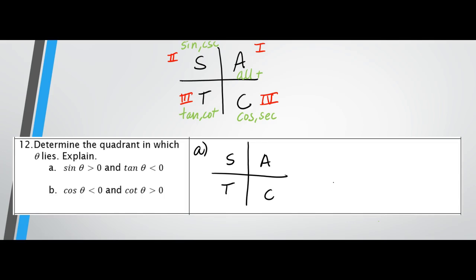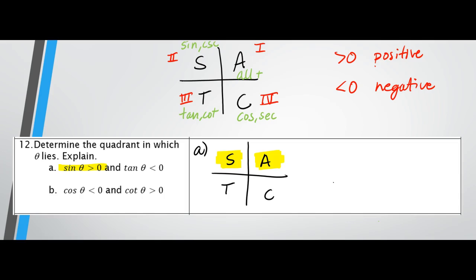All right, so let's take a look at part A. The first thing I want to take a look at is sine is greater than 0. Greater than 0 means positive, and less than 0 means negative. So if this tells me that sine is greater than 0, that means I'm looking for where sine is positive. And there are two places where sine is positive: quadrant 1 where everything is positive, and then quadrant 2 where the S is, because the S stands for sine.